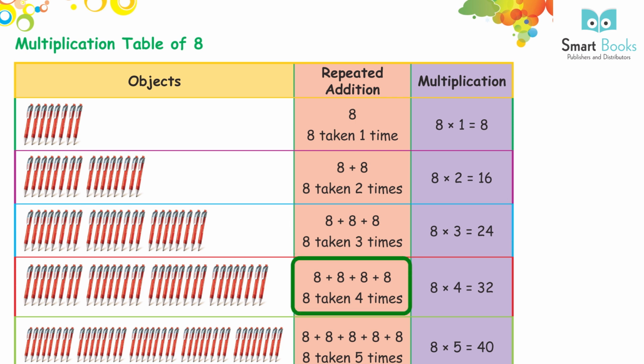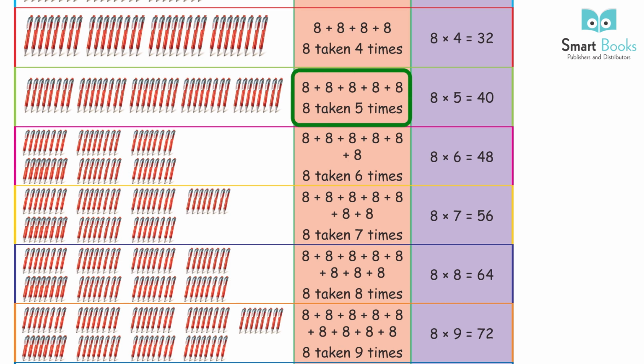8 taken 4 times, 8 into 4 is equal to 32. 8 taken 5 times, 8 into 5 is equal to 40. 8 taken 6 times, 8 into 6 is equal to 48.